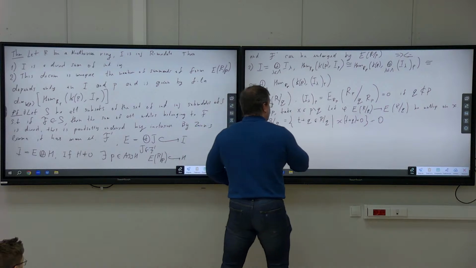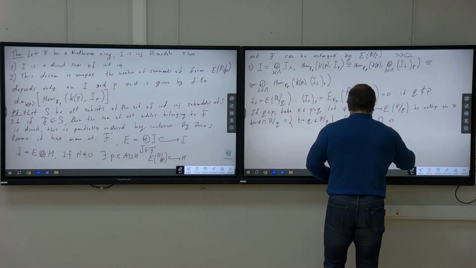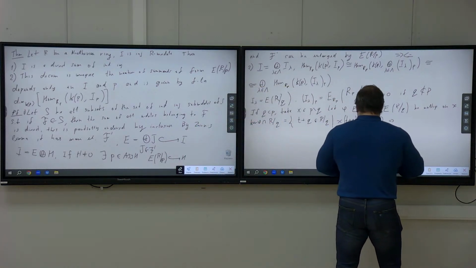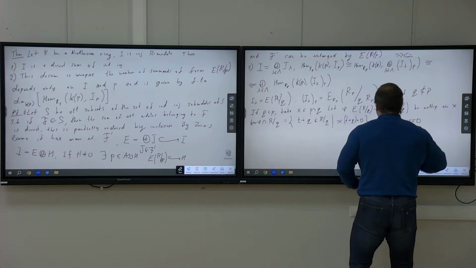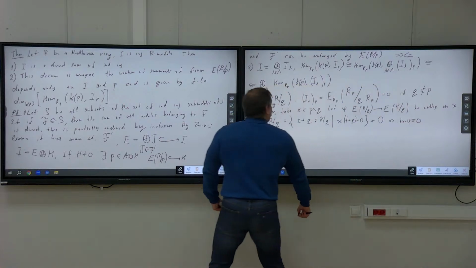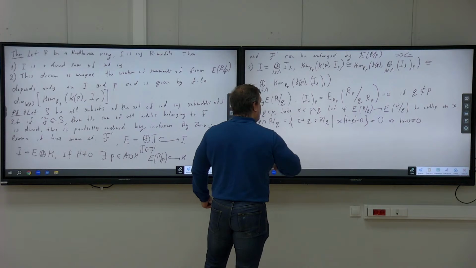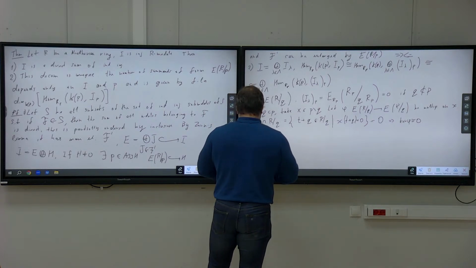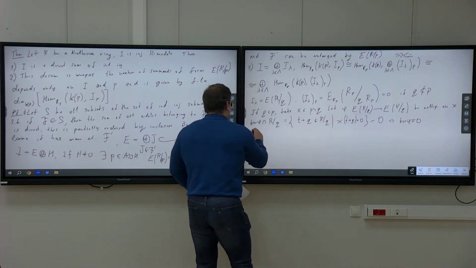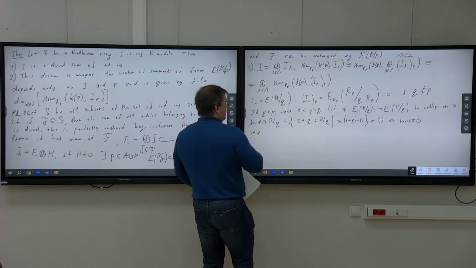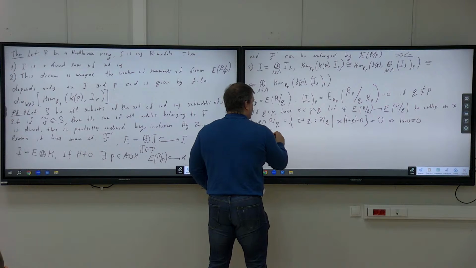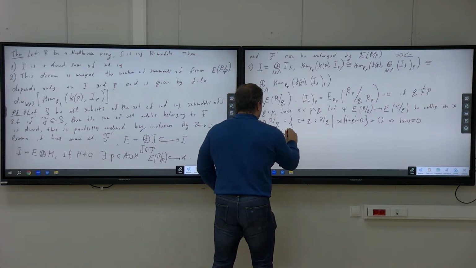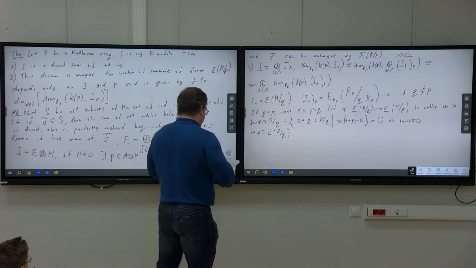And we have an essential extension. So since we have an essential extension, I can conclude that the kernel of phi is actually isomorphic to 0. So there is no kernel, so this phi is a monomorphism, and the image of phi is isomorphic to the injective hull of R modulo Q.